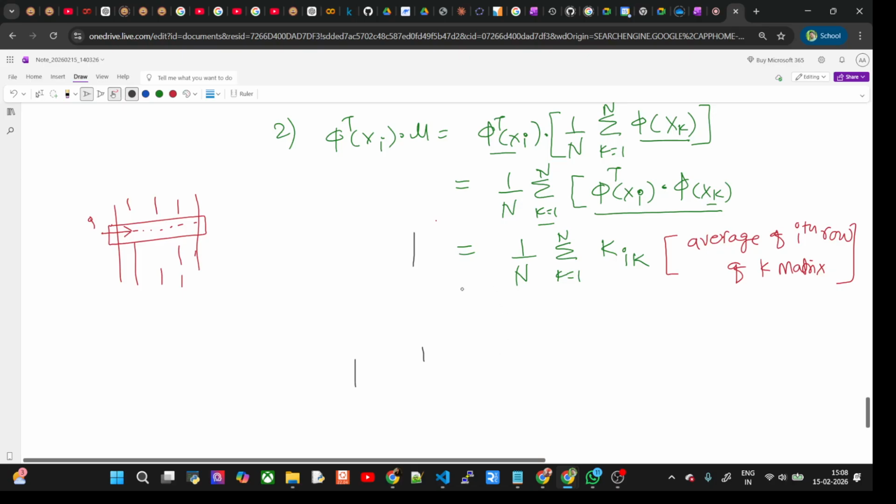theta i. I will write it using my mouse here. This is actually theta of i.